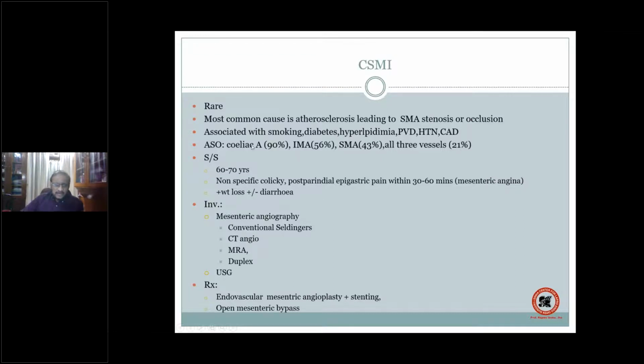As I said earlier, the older age group basically means 60 to 70 years and more. There is non-specific colicky peri-umbilical or epigastric pain within 30 to 60 minutes. That is known as mesenteric angina, which is very characteristic in these patients. That means you have a meal and within half to 1 hour, you have this pain in the periumbilical region.